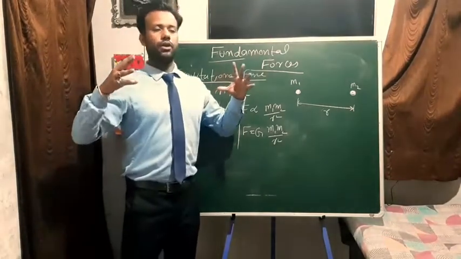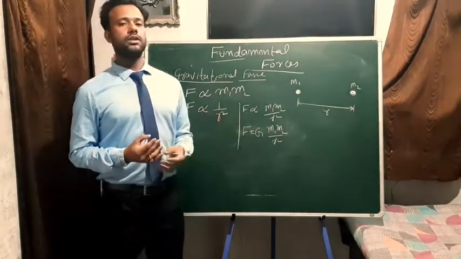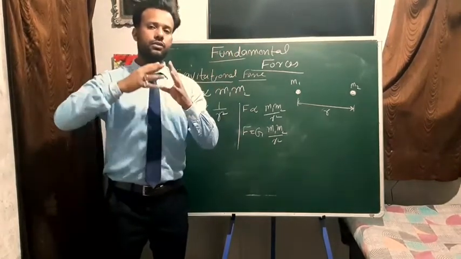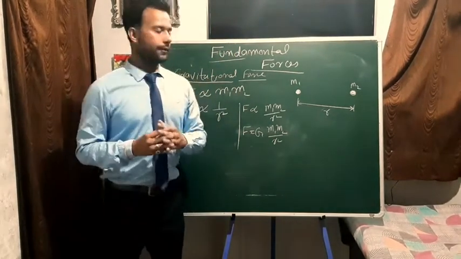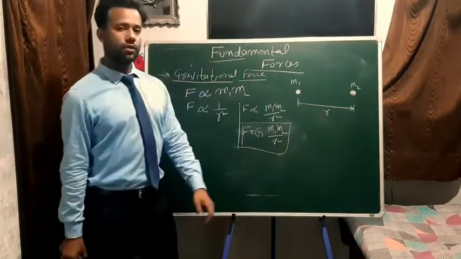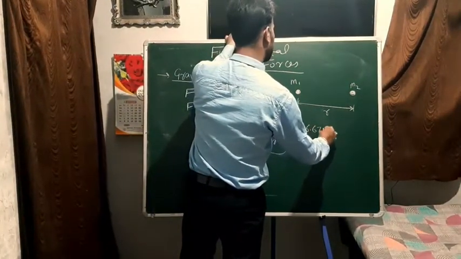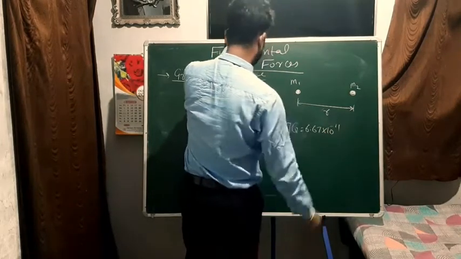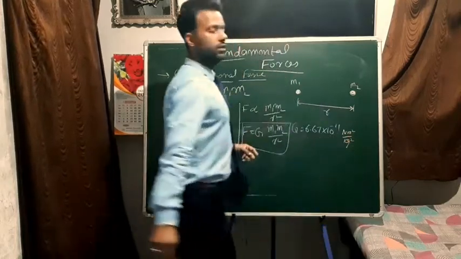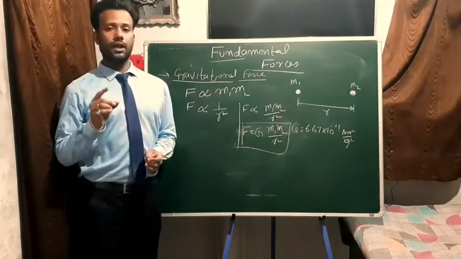If the product is more, obviously the force is greater, and it is inversely proportional to the square of the distance between them. That means the closer the particles are, the stronger the force they experience, right? So when we combine these, we get this formula where G is a universal constant. You know that the value of G is 6.67 × 10^-11 Newton meter square upon kg square. This is the value of G, the universal gravitational constant.